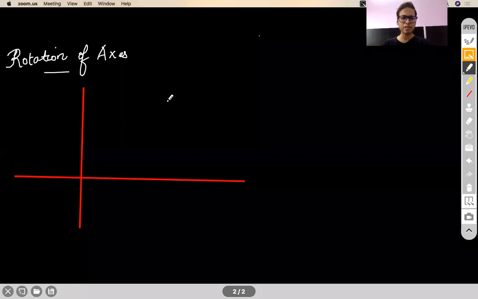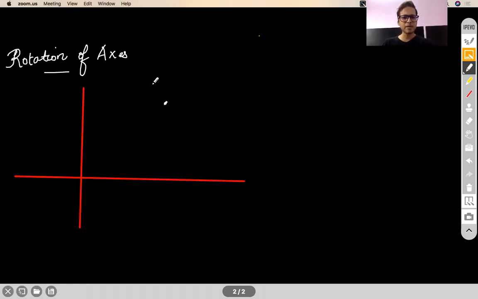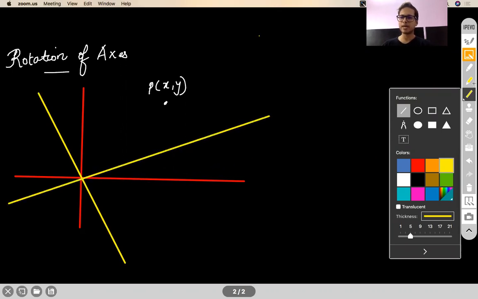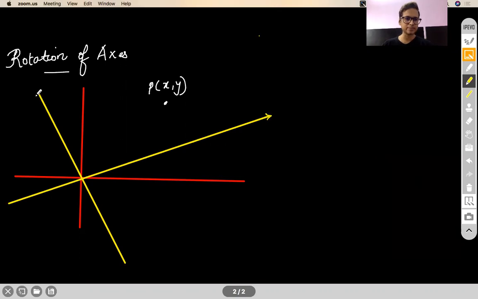Okay, so let's say I have a point over here. Let's say this point is x comma y, right? Let's say I rotate my coordinate axes by an angle of theta, in the anti-clockwise direction. Okay, so initially this was your x-axis, this was your y-axis, correct? And we all know that your small x is basically the distance of this point from the y-axis. Okay, so this is the directed distance, and y basically is the distance of the point from the x-axis, correct?